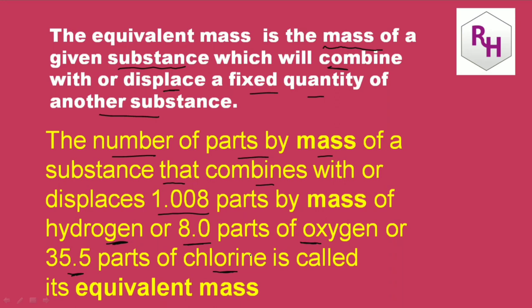There are many experimental methods to calculate equivalent mass, but those are not needed for NEET or JEE. We only have to know how to calculate equivalent mass. So this is the standard definition: the number of parts by mass of a substance that combines with 1.008 parts by mass of hydrogen or 8 parts by mass of oxygen or 35.5 parts of chlorine is called equivalent mass.